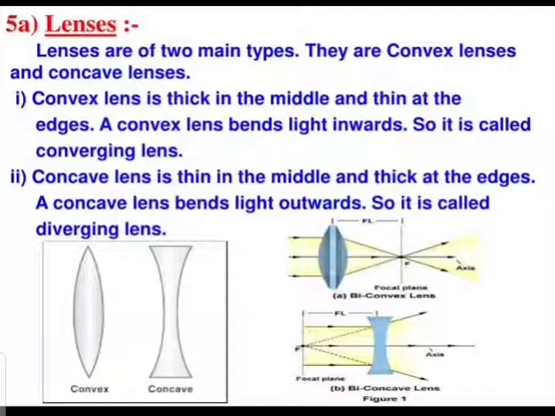Concave lens is thin in the middle and thick at the edges. You can see in the diagram. Concave lens is thin in the middle, and it is wider at the ends. It bends light outwards, so it is called diverging lens. And what it does, it bends the light so it gets spread from a single point to different directions, so it is also known as diverging lens. You can see in the diagram.